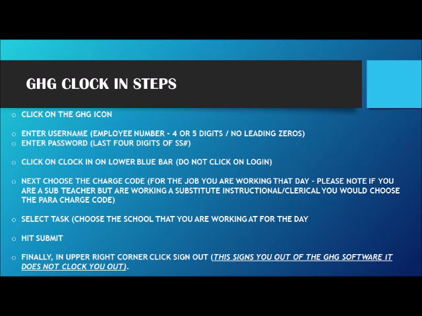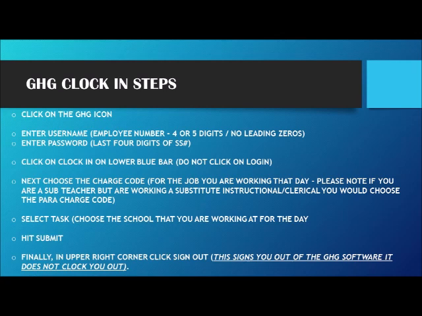GHG clock-in steps. Click on the GHG icon. Enter username, your employee number, which is 4 or 5 digits and no leading zeros, and enter your password, the last 4 digits of your social security number. Click Clock In on the lower blue bar. Do not click Log In. Next, choose the charge code for the job you are working that day.